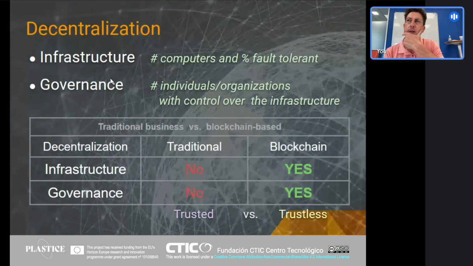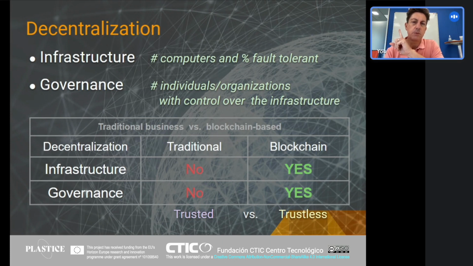Well, the main thing about all of these blockchain technologies is the idea of decentralization. Here you have to know two types of decentralization. One is the infrastructure: the number of computers, and the percentage of them that are fault tolerant. That's it. How many computers can you sacrifice and your IT system still delivers the services and products that you offer? That's the degree of decentralization that you have in your infrastructure.